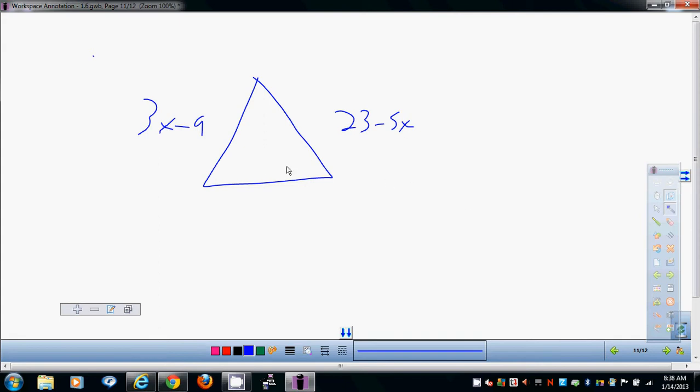Equilateral means their sides are equal. So what do I need to do with these two things? Did it ask me what the length of the sides were, or did it ask me for x? Sides. So that means I need to solve for x, then plug it back in. So what do I do with these? Set them equal. That's right. If they are equal, then you set them equal. So let's add 5x to both sides.